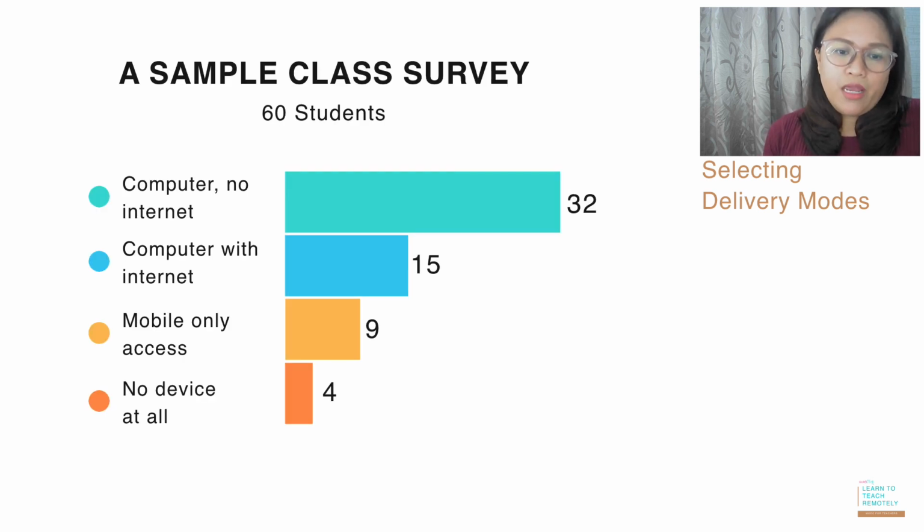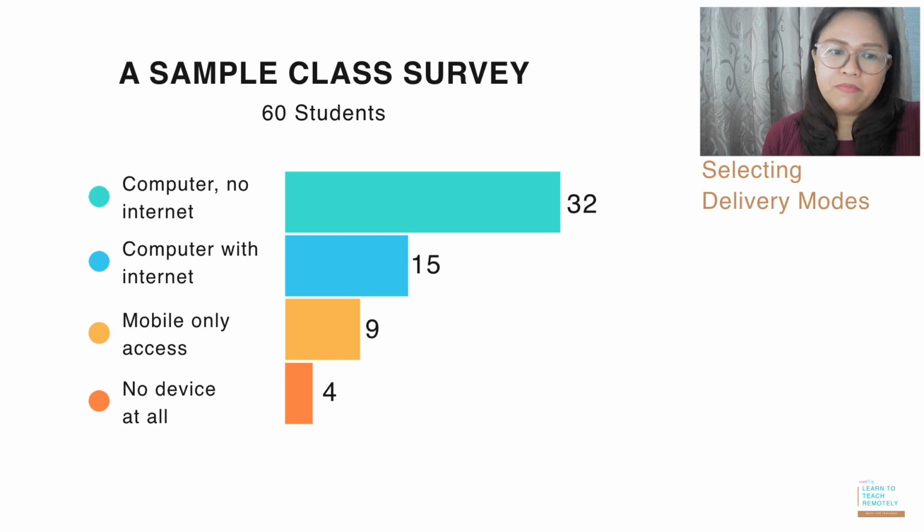So how do we select? Suppose we did a survey and we got the following data. This is just a sample survey. So for example, in a class of 60, 32 have PCs, but they don't have internet. 15 have computers and internet. Only 9 can access via mobile, and 4 don't have devices at all. So how are we then going to choose which modality we should focus on? The idea here is to cater to the majority. Let me repeat, the majority, and prepare special materials for those who fall below the majority.